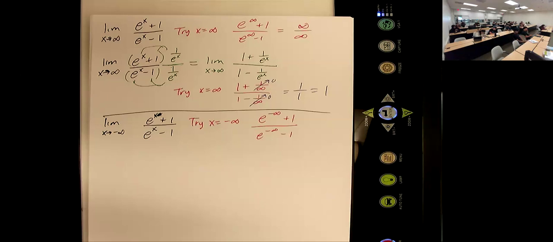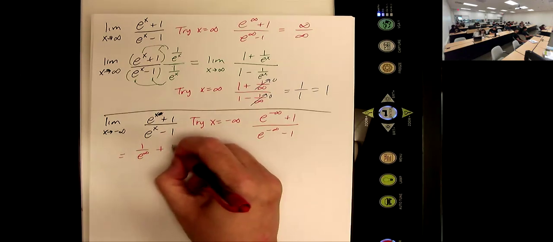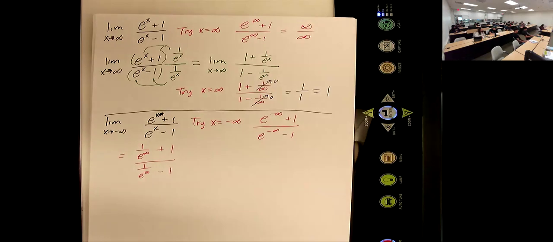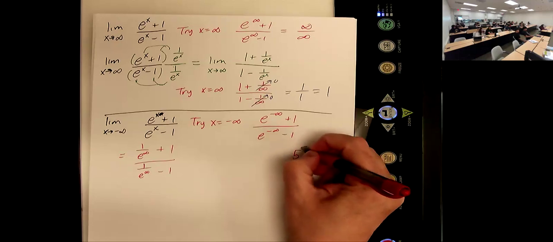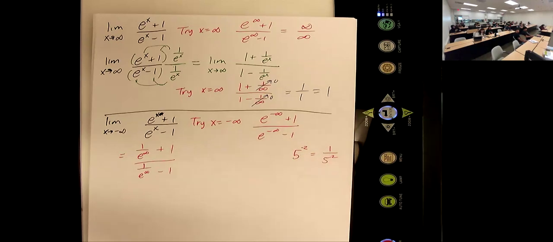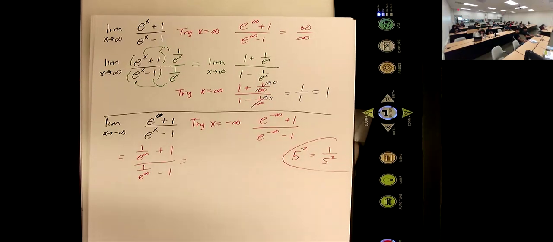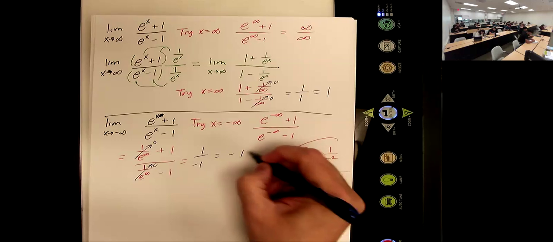What does a negative exponent mean? It means this is 1 over e to the infinity, plus 1, over 1 over e to the infinity, minus 1. If we deal with a negative exponent, it just shifts to the denominator. Hopefully you guys remember that from exponents. 5 to the negative 2 is the same thing as 1 over 5 squared. Sidebar there. But now this works just fine. 0, 0. We get 1 over negative 1, which is negative 1.